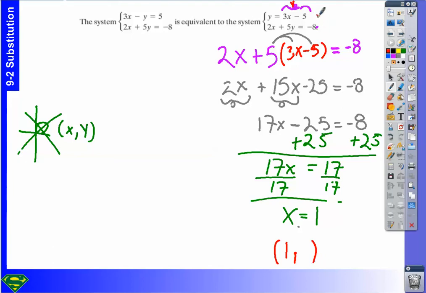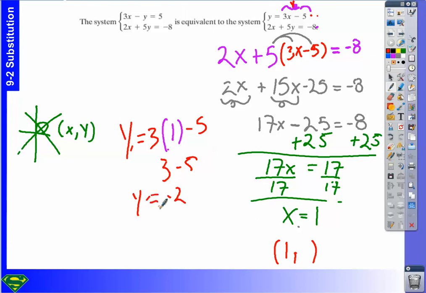Now, I'm going to use this equation because it's going to be easier, because the y is by itself. So I have y is equal to 3, and now I'm going to substitute the 1 in for x. And then I have my minus 5. So 3 times 1 is 3, minus 5. 3 minus 5 is negative 2. So y is equal to negative 2. So the point of intersection for this system is 1 comma negative 2. That is where the lines intersect, and you are done with this problem.